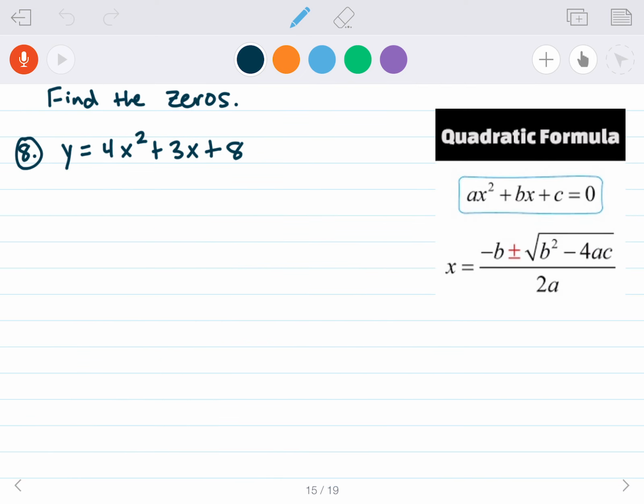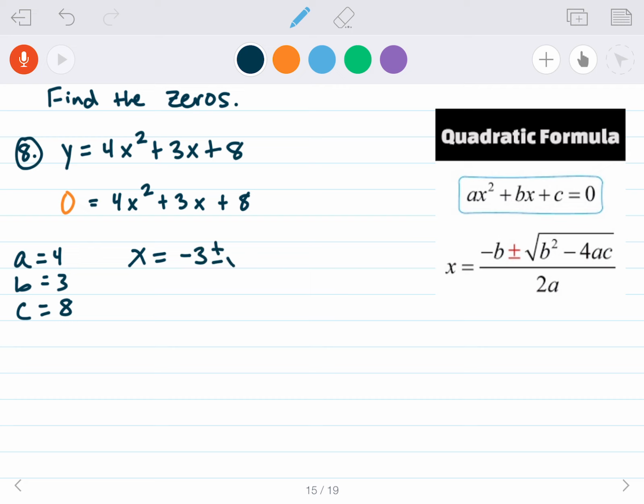Let's try this one. So it's in standard form. Let's have it equal 0 first. So now that it's set equal to 0, we can say a is going to be 4, b is going to be positive 3, and c is going to be 8. Plugging everything into my formula, I get negative b plus or minus the square root of b squared minus 4 times a times c, all divided by 2 times a.